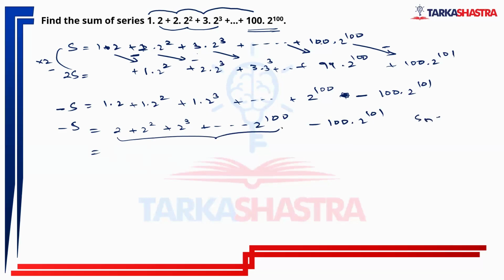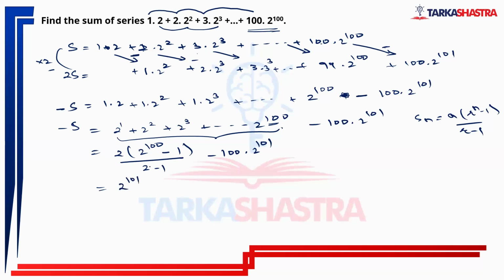Geometric progression. The sum of n terms of a geometric progression is a into r raised to n minus 1 upon r minus 1. So it will be 2 into 2 raised to 100. What is n? Number of terms. So there are 100 terms. We are going from 2 raised to 1 to 2 raised to 100. So there are 100 terms minus 1 upon r minus 1, that is 2 minus 1, minus 100 into 2 raised to 101. So this is 2 into 2 raised to 100 will be 2 raised to 101 minus 2. This is already equal to 1.